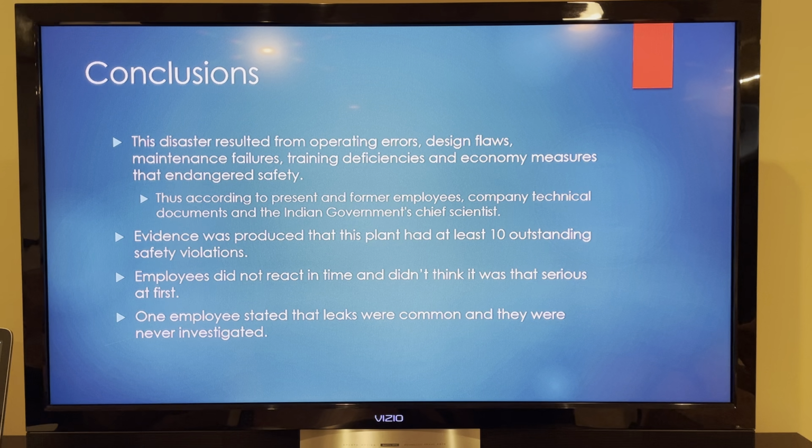Conclusions. So this disaster resulted from operating errors, design flaws, maintenance failures, training deficiencies, and economy measures that endangered safety. Thus, according to present and former employees, company technical documents, and the Indian government's chief scientist, evidence was produced that this plant had at least 10 outstanding safety violations, and that to me is crazy and just kind of shows why this happened.